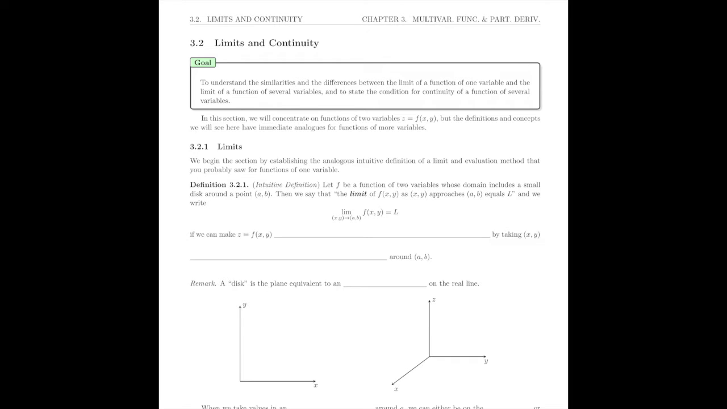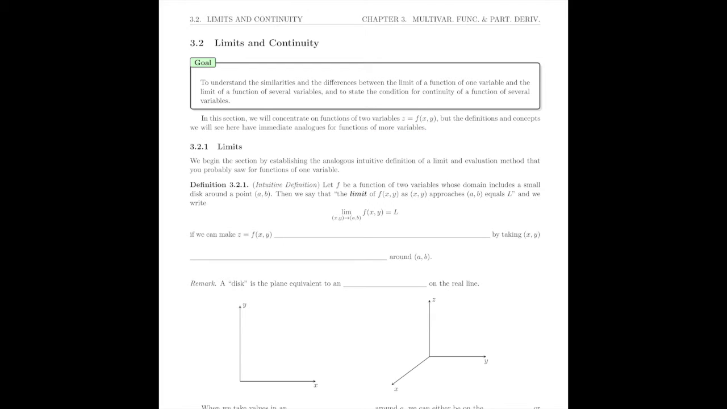This is the first video in section 3.2 on limits and continuity. The goal of the section is to understand the similarities and the differences between the limit of a function of one variable and the limit of a function of several variables, and to state the condition for continuity of a function of several variables. In this section, we're concentrating on a function of two variables, z is equal to f of xy, but the definitions and concepts we'll see here have immediate analogs for functions of more variables.